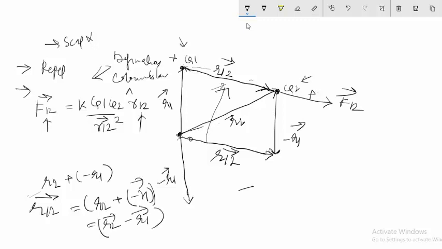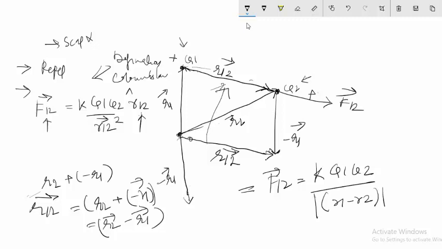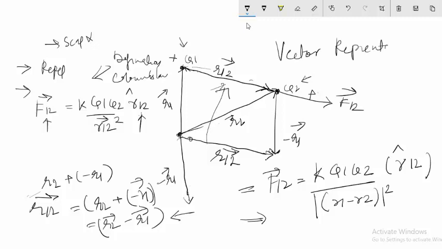So it's possible to write the equation as F12 force is equal to K Q1 Q2 divided by the magnitude of the vector r1 minus r2, whole square, which will give me the distance, and then the unit vector R12. So this is the vector representation of Coulomb's law.